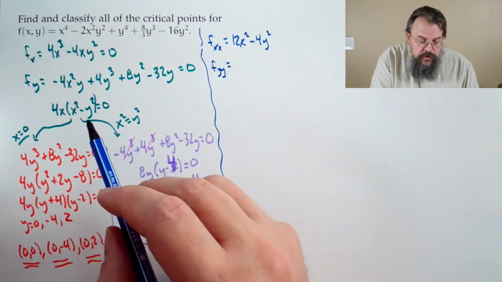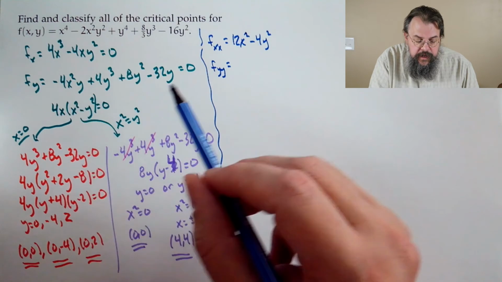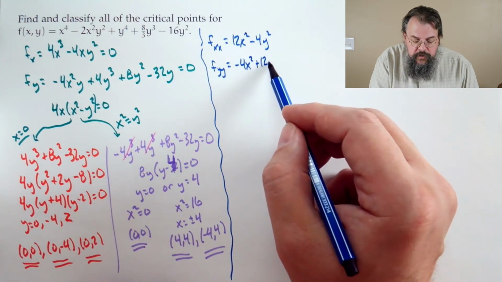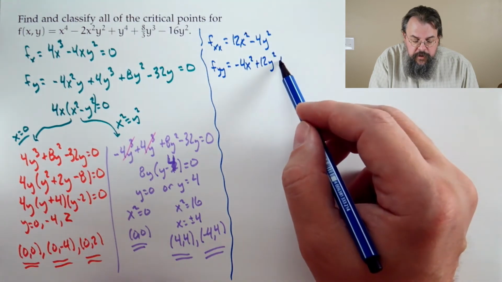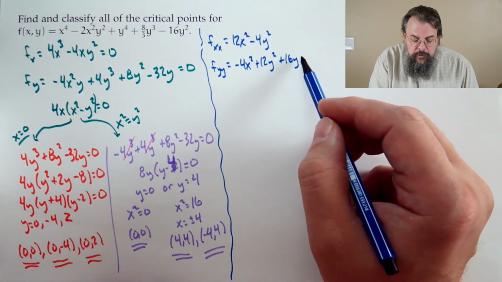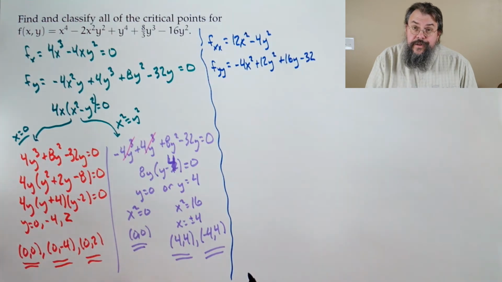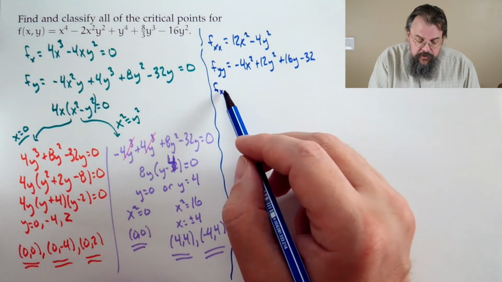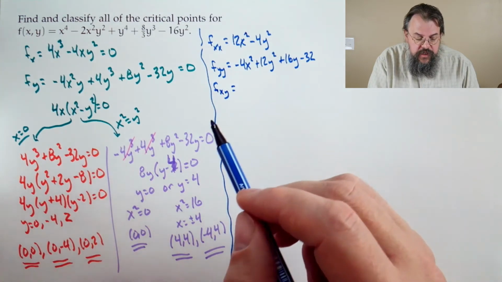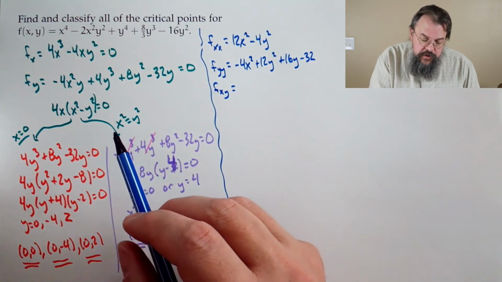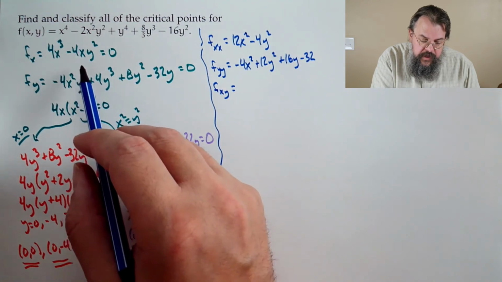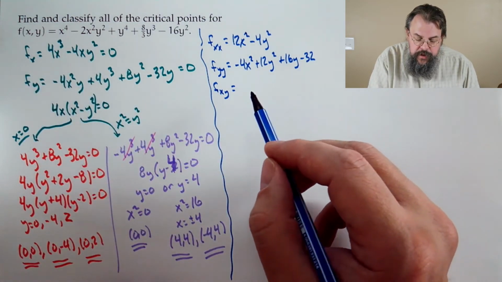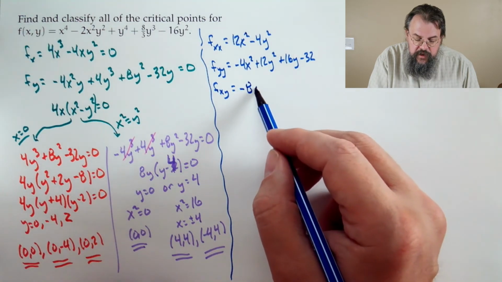Fyy. Ooh, this one's going to be here for a while. We're going to have minus 4x squared plus 12y squared plus 16y minus 32. There's a lot of y's in this problem. Never mind the whys and wherefores, right? Just be patient. Fxy, well, good news, there's just one. When we take f sub x, there's only one place where the y shows up. So we end up with minus 8 times x times y.